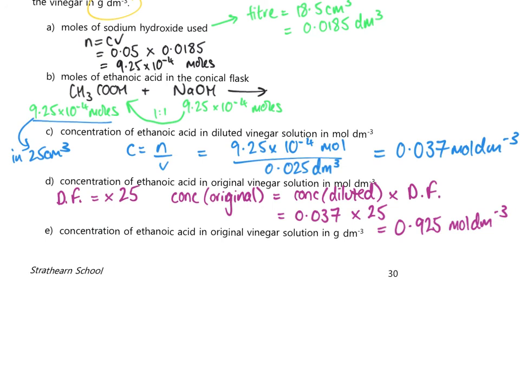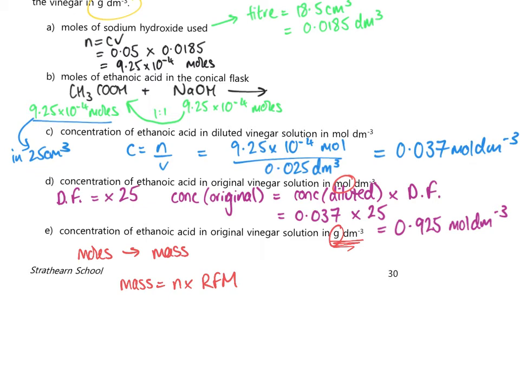And finally, the question asks me to work out the concentration of ethanoic acid in grams per decimeter cubed. And this is more what we were doing at the start of the topic, looking at different units that we can use for concentration. And really, we're converting here from moles per decimeter cubed into grams per decimeter cubed. In other words, moles to mass. How do we do that? Well, we use our equation mass equals N times RFM. The RFM that we're working out is that of ethanoic acid.